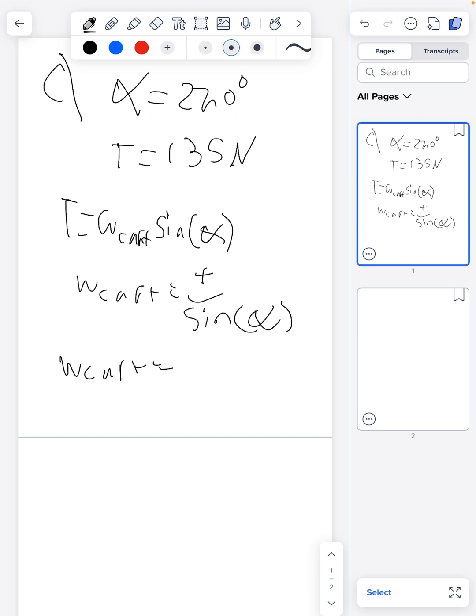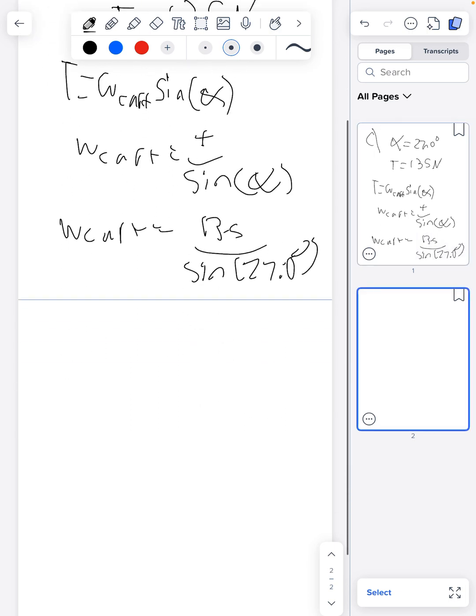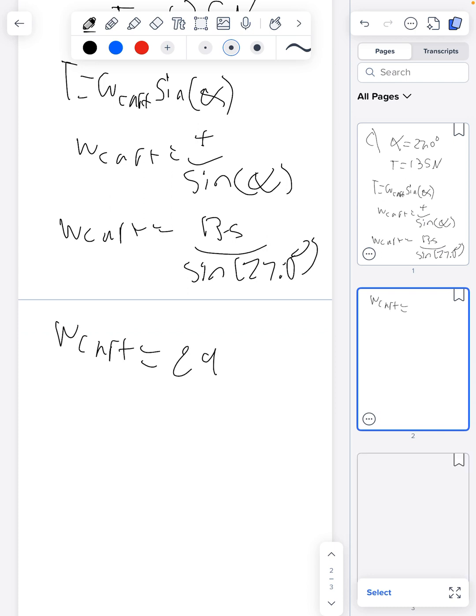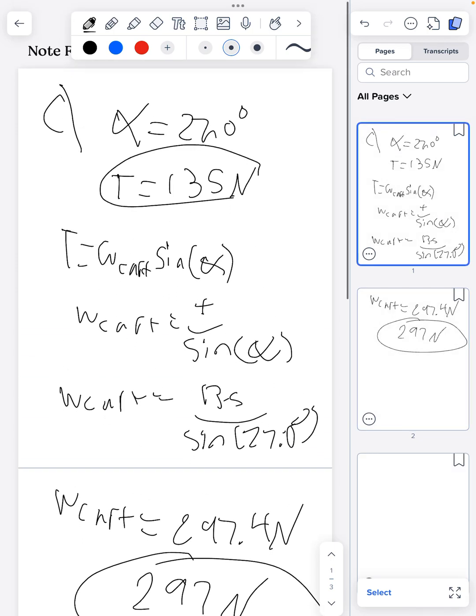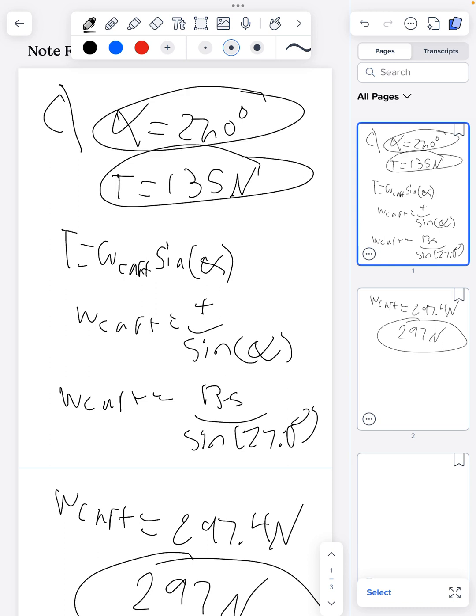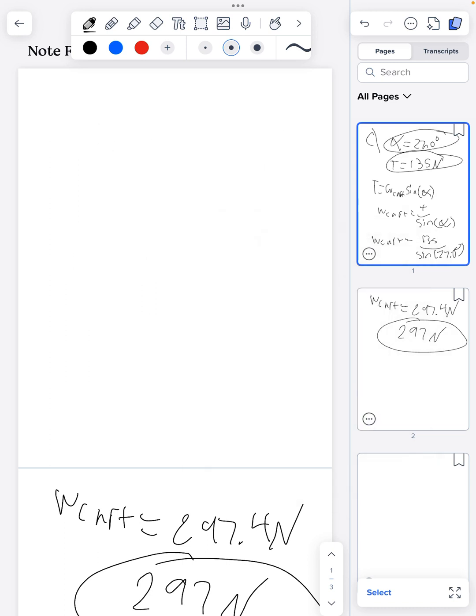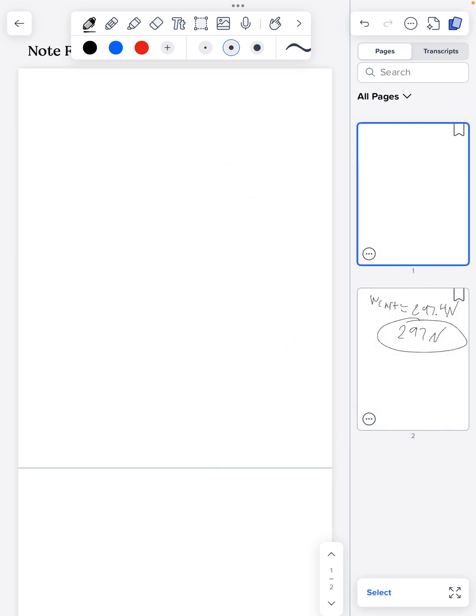So the weight of the cart will equal 135 over sine 27 degrees. And then if you do the math for that, it'll equal 297.4 newtons, which you're just going to round down to 297 newtons. That is the weight of the cart, given the tension and then the angle. Okay. That's pretty much Part C.